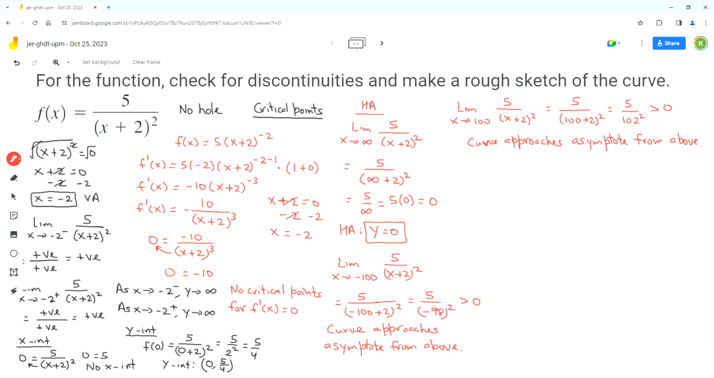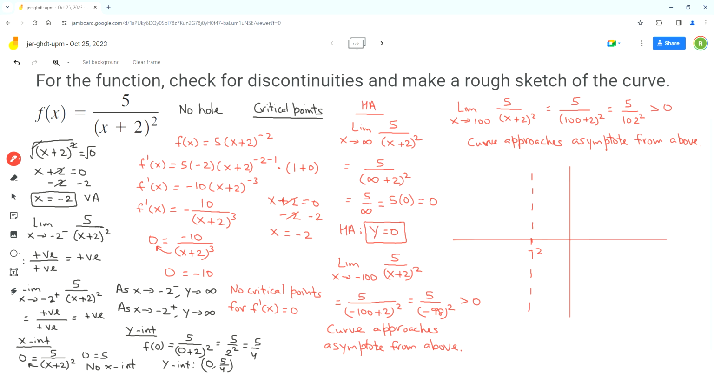So now we are done with our analysis for this function, and now we can use all of these results to make a rough sketch of this curve. So let's start with the grid. Now the first thing we found is the vertical asymptote. So let's assume negative 2 is here. So this can be our vertical asymptote.